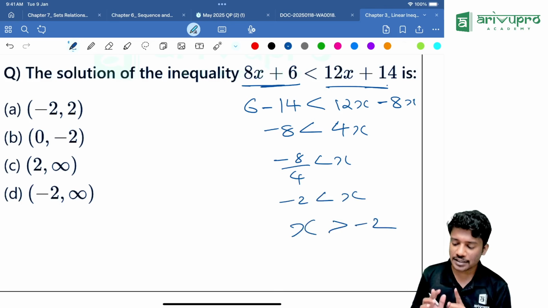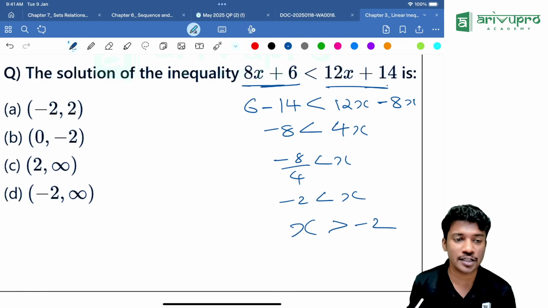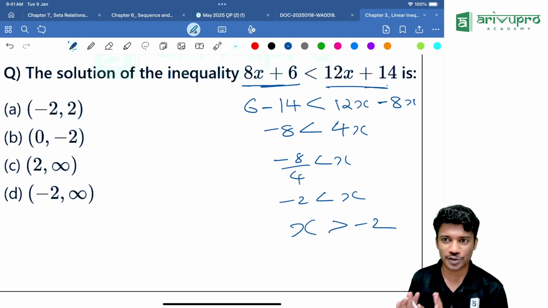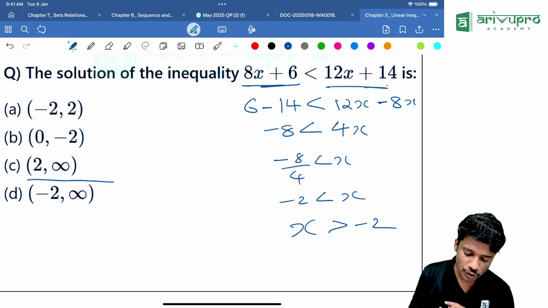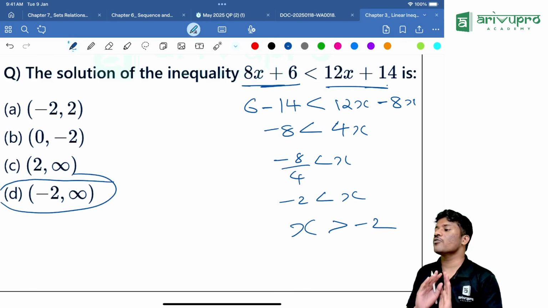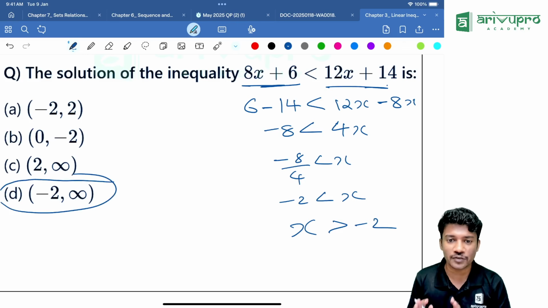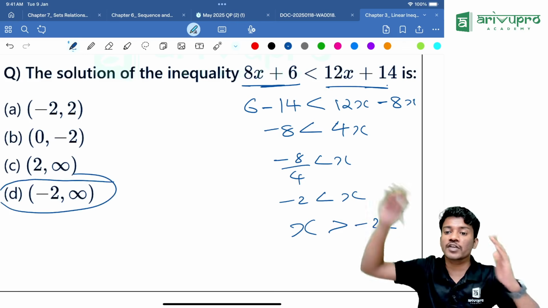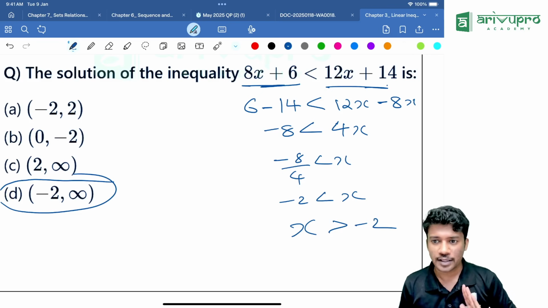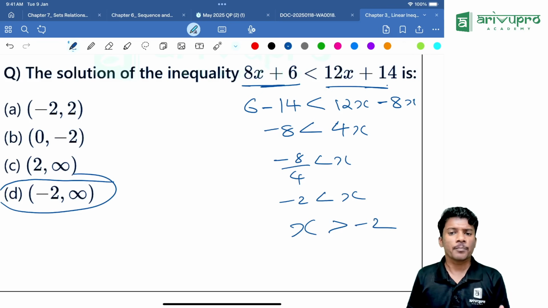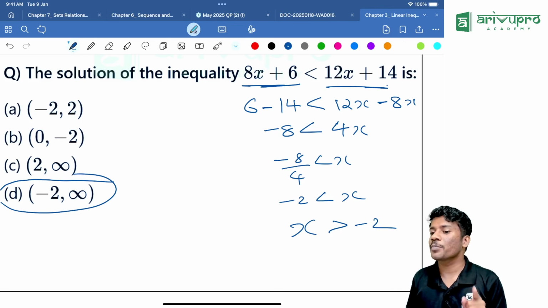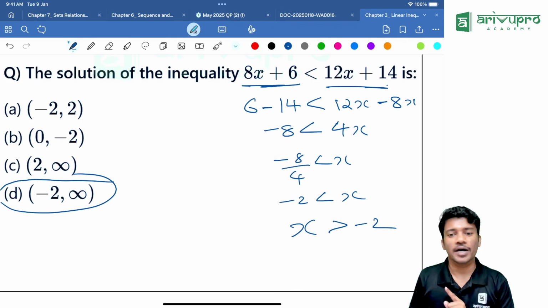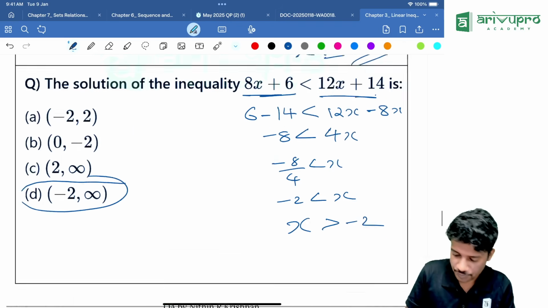X is greater than minus 2 means is minus 2 included? No. Minus 2 is not included. Then what will happen over here? Answer is minus 2 to infinity. So the possible values of x are from minus 2 to infinity without including minus 2. That means values like minus 1.99 are there. Next one.